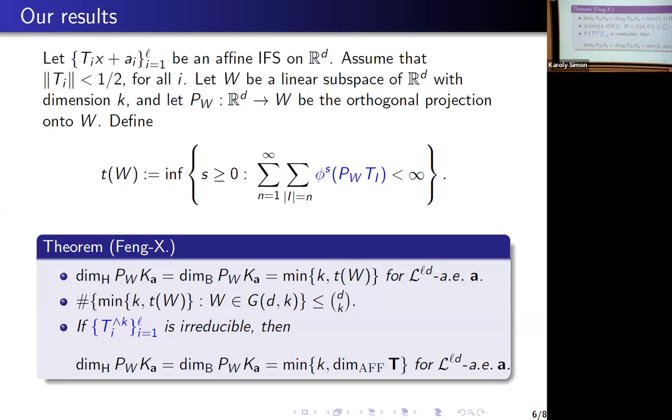And our third result says that if we suppose that the k-th exterior product of the T_i is irreducible, then the Hausdorff dimension and the box-counting dimension of P_W K are both equal to the minimum of k and the affine dimension. So in other words, in this special case, the dimension is preserved under the projection map P_W.